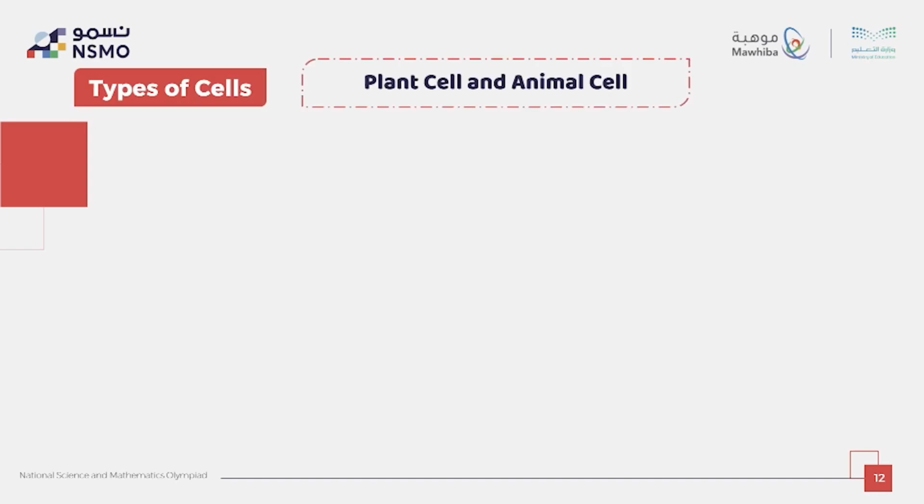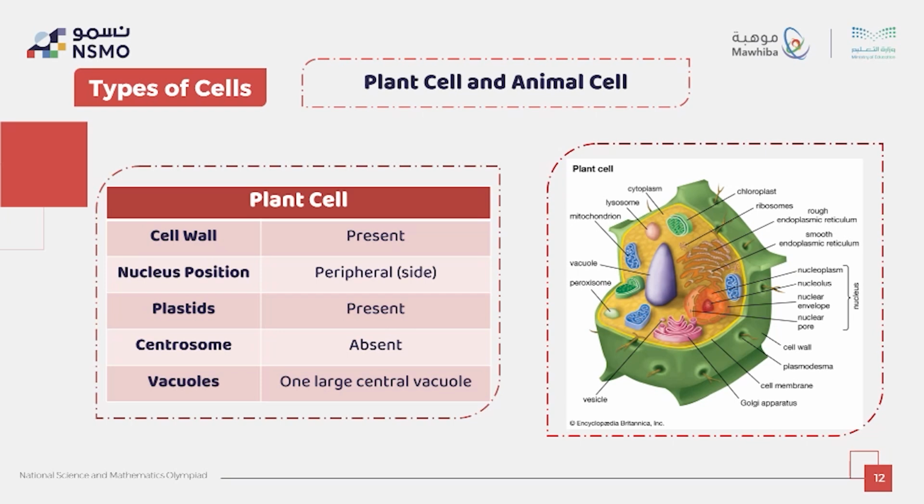This slide highlights the key features of a plant cell which help us distinguish it from an animal cell. So first one, cell wall. It has a cell wall. Look at it. That's the cell wall. So it's present. Nucleus position here. Look, it's inside. Plastids exist to do photosynthesis. Centrosome, it does not exist because this is special for animal cells. Vacuole, it's the largest one, in the center, as you see it, okay?